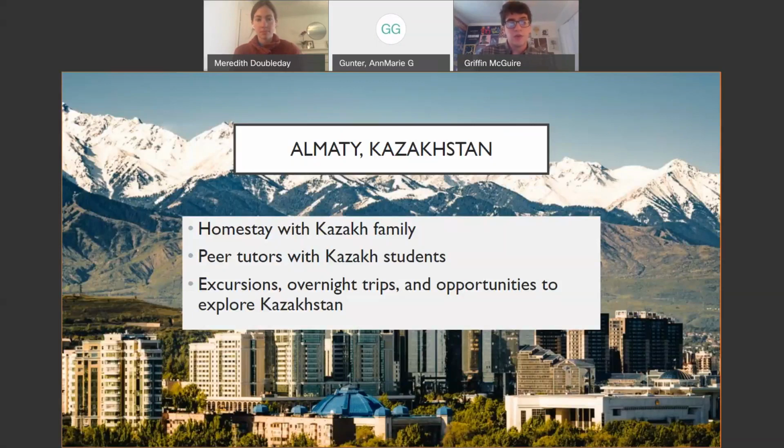And this last point here, excursions, overnight trips, and other opportunities. These are all just ways to leave Almaty and explore Kazakhstan. There's plenty of program-sponsored excursions, but since you're here for essentially the whole year, there's plenty of opportunities for students to dive into what really interests them, make the most out of it and come up with their own excursions.